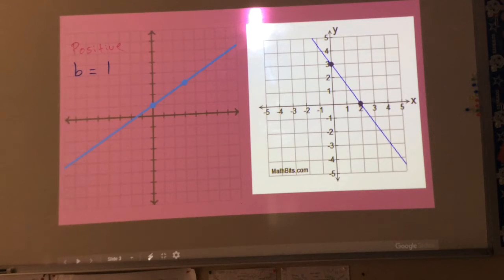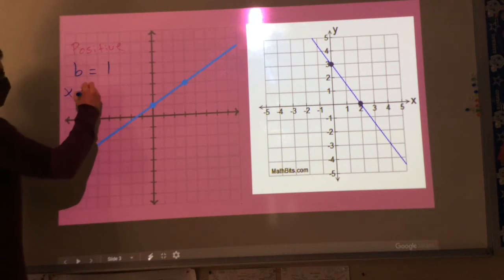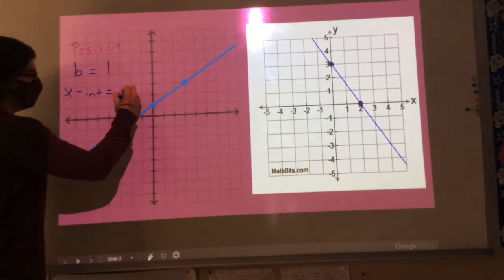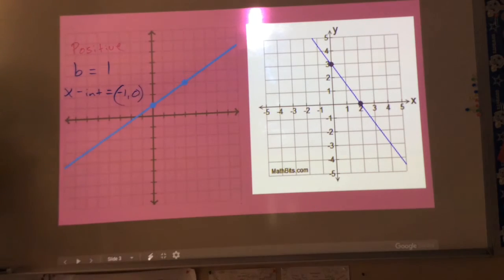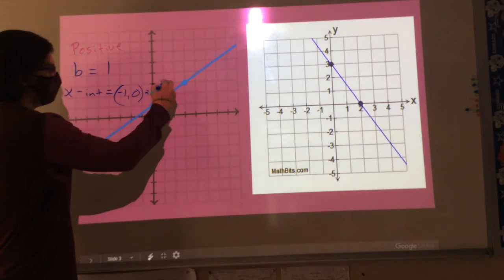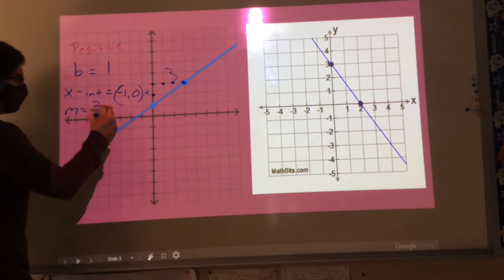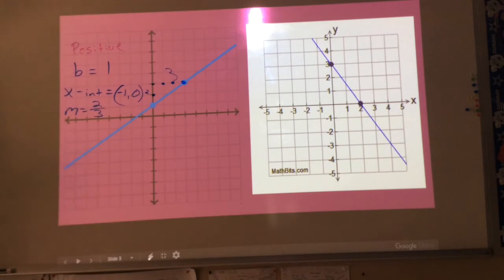Charger, what do you think? The x-intercept is -1.5. Can we see right here? The x-intercept is equal to -1, 0. Great, that's awesome. Are we okay with that? What about the slope? Can anybody tell me what the slope is for this line? Bennett? 2 over 3. We're going to go up 1, 2, 1, 2, 3. So m is equal to 2 over 3. We're all good with that?